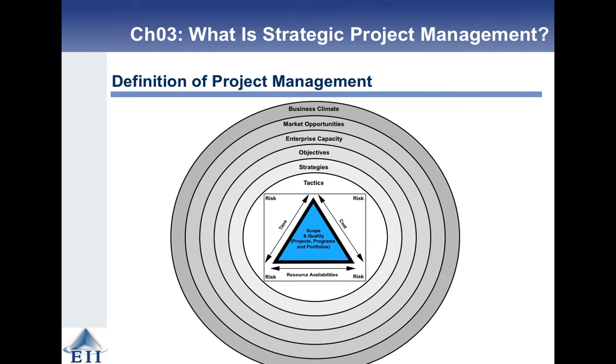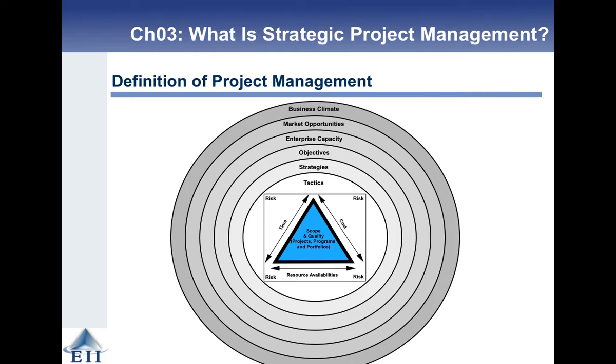So here's a slide that looks a bit like an onion, I suppose, and it's talking about how the project lives. The project really is the square box in the middle with the quality triangle centered in it. Right? The project has lots of risks around it, and we've got to manage time, cost, and resource availability in order to ensure scope and quality. Right? And you can apply that to a project, a program, or a portfolio within the environment.